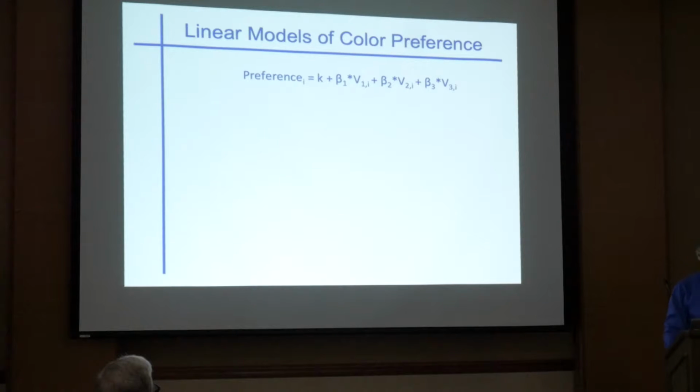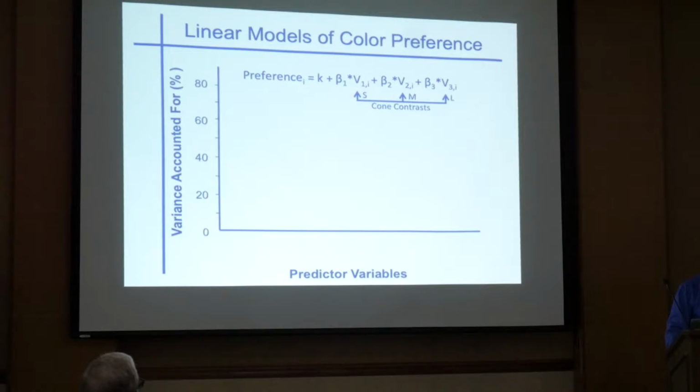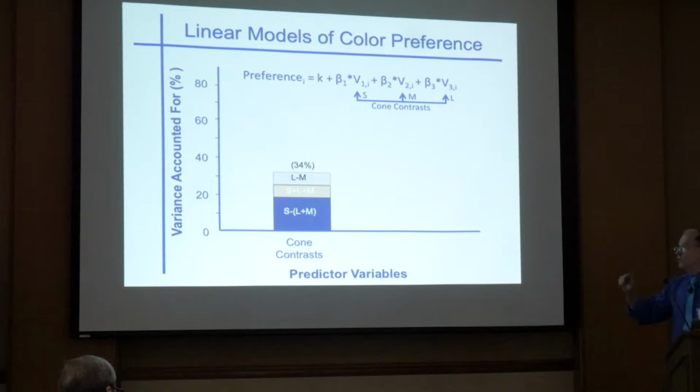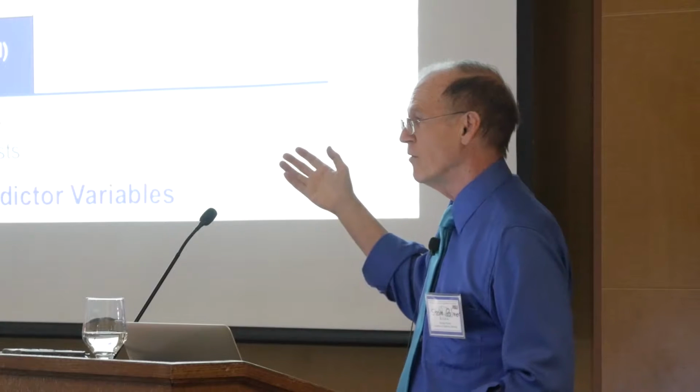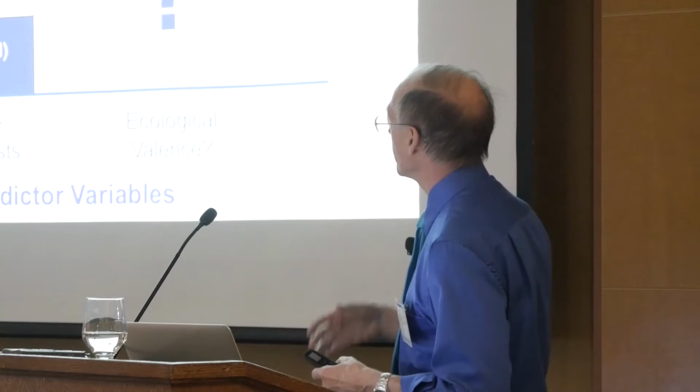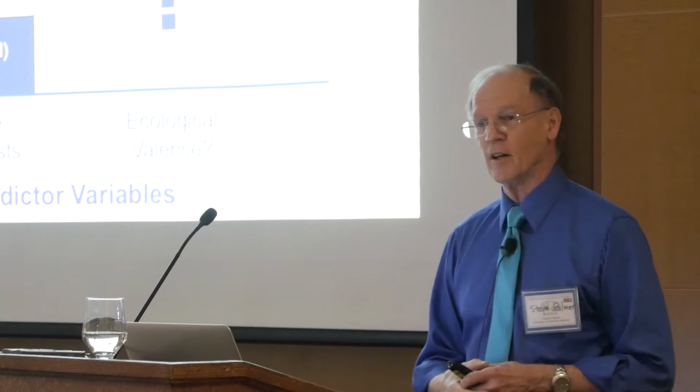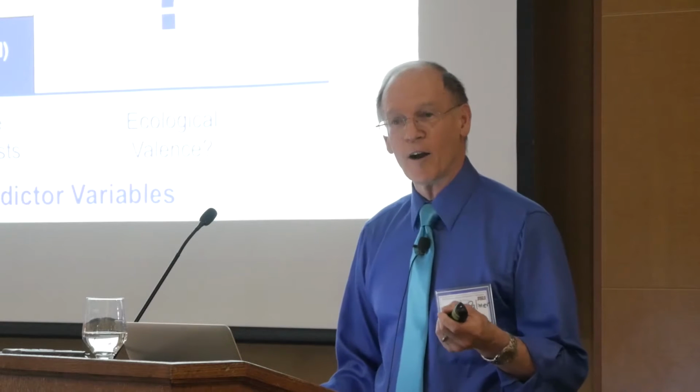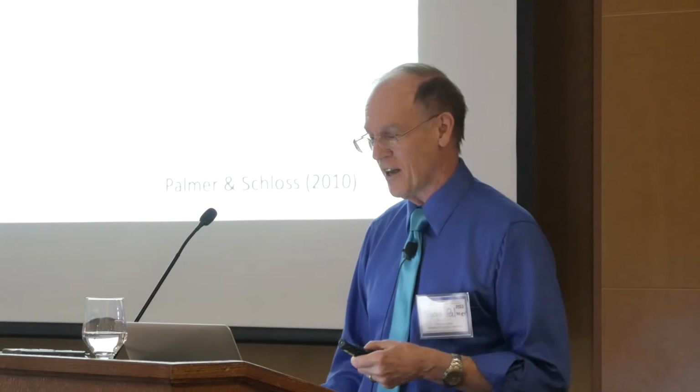So we decided to fit some linear models, and I shouldn't say we did because Herbert Ling did it for us. So we looked at the percent of variance that we could account for using that cone contrast type theory, the biological theory. And you can actually measure the percentage of variance, but even with all three of those systems, you only get 34% of the variance, which is not very much. The question is, how well can you do with the ecological valence theory? All right? But we have to figure out how we're going to measure that. How are we going to test that?